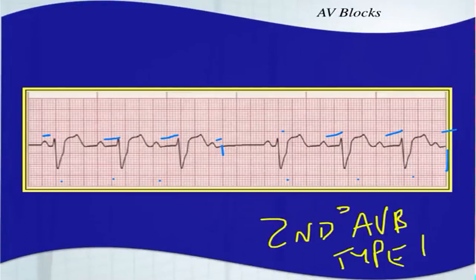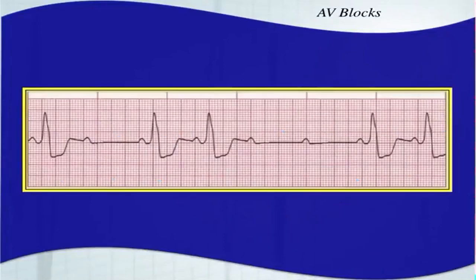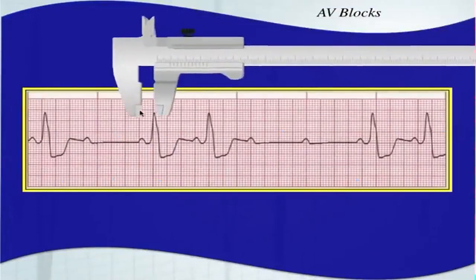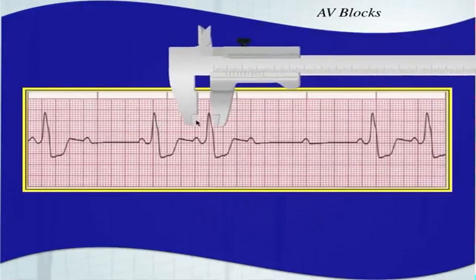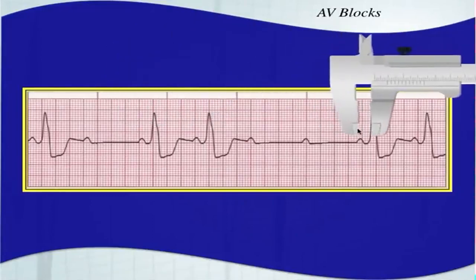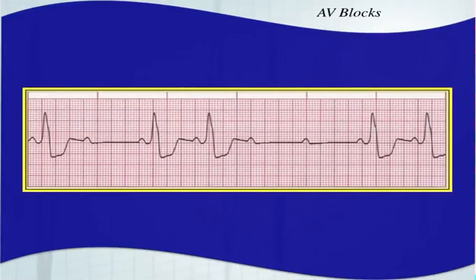Moving on. Oops, skipped one. Alright, first question, is our PR interval a constant length? And I think you'll see that it is a constant length where we have one. Second question, do we have drop beats? And yes, we have drop beats. You have a P wave here with no QRS, P wave here, P wave here. This is a second degree type 2. Mobitz 2, second degree type 2.